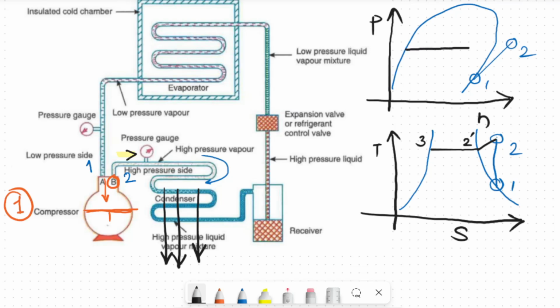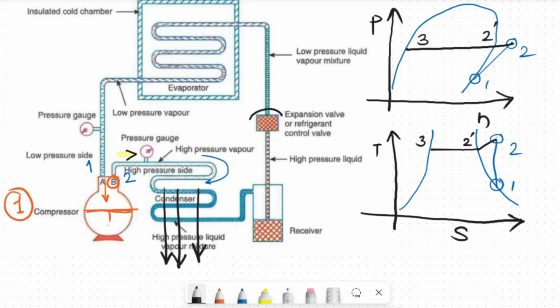On the pH diagram, it can be shown like this. Okay. Then this liquid refrigerant is collected in the receiver. The function of the receiver is to just collect the liquid refrigerant. Apart from it, it does not have any other function. So condensed liquid refrigerant from the condenser is stored in the vessel, which is known as the receiver, and it is supplied to the expansion valve.